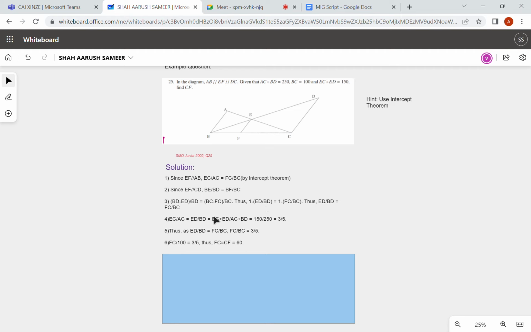So this expression is now equal to 150 over 250 as given in the diagram, which is equal to 3 over 5. Thus, as ED over BD is equal to FC over BC as shown earlier, FC over BC is also equal to 3 over 5. Then we know that FC over 100 is equal to 3 over 5, and thus CF is equal to 60, and we have solved the problem.